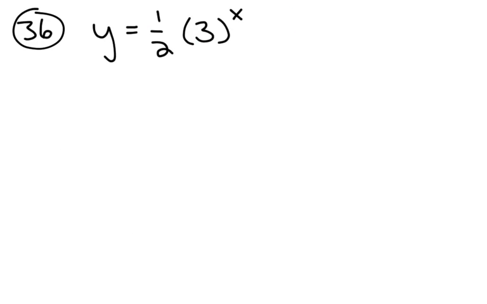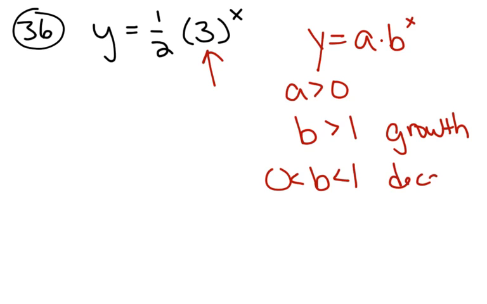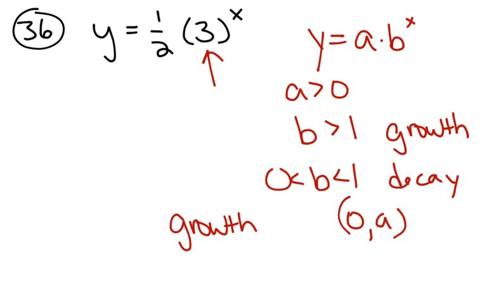In number 36, we want to identify the function y equals 1/2 times 3 to the x as either exponential growth or decay, and identify the y-intercept. All right, so in order to determine growth or decay, you always look at this number. When you have y equals a times b to the x, as long as a is greater than 0, b, if it's greater than 1, will be growth, and if it's between 0 and 1 will be decay. So in this particular problem, it's growth. The y-intercept is always (0, a). So in this case, the y-intercept is (0, 1/2).